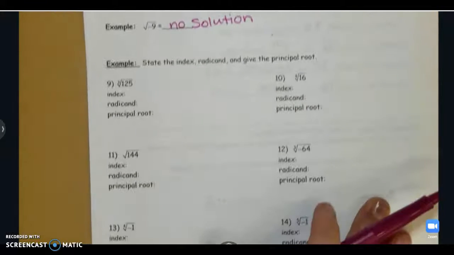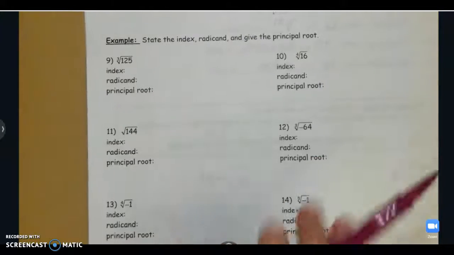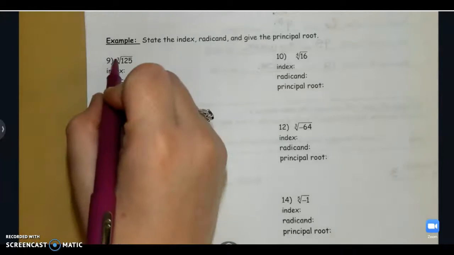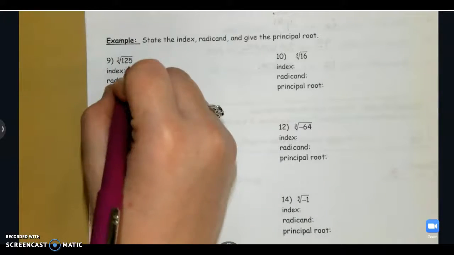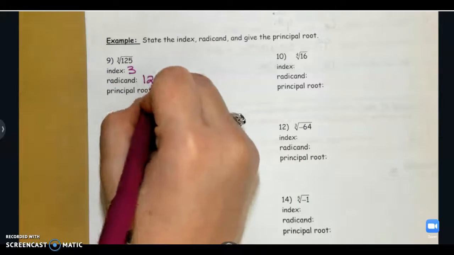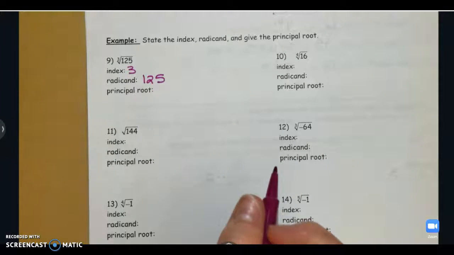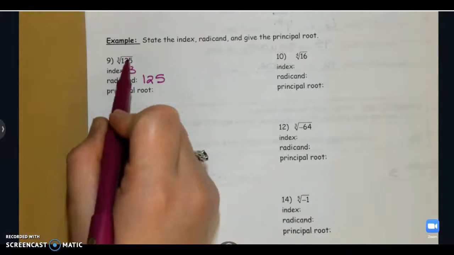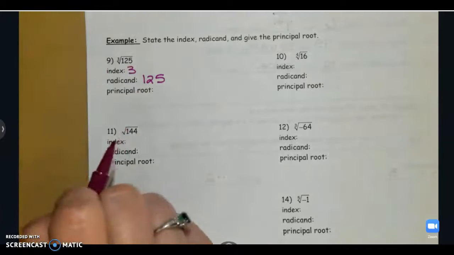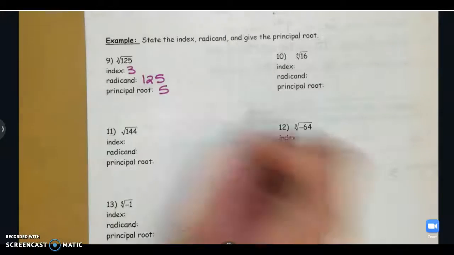We are now going to state the index, radicand, and give our principal root for the next couple problems. So remember, the index is the number in front of your radical. So the index here is 3 because it's a cube root. Your radicand is what's inside the radical. And the principal root, remember, matches the sign of whatever is inside your radicand. So it's positive, so our principal root is going to be positive. The cube root of 125 is 5.